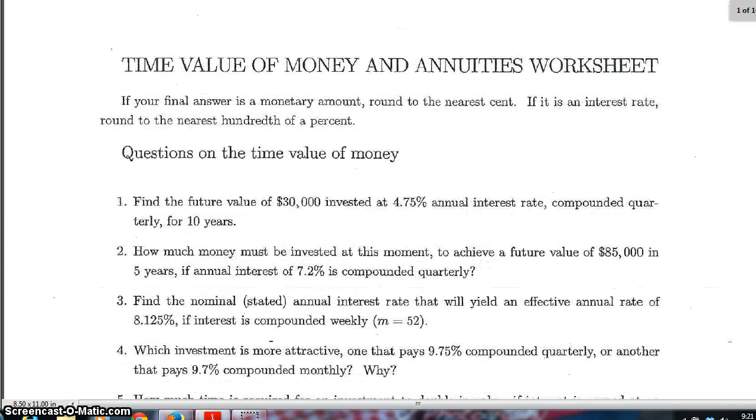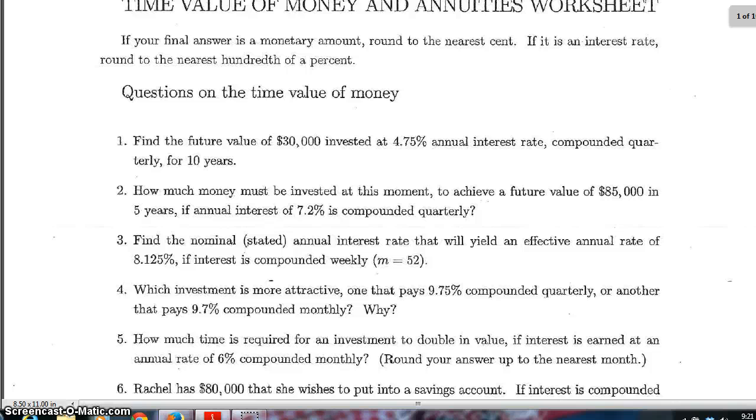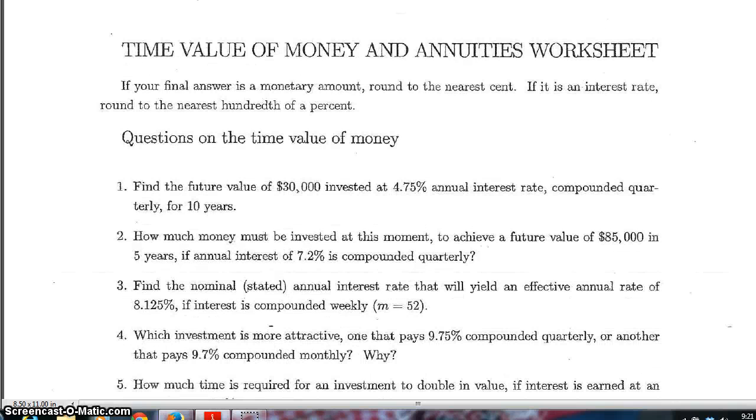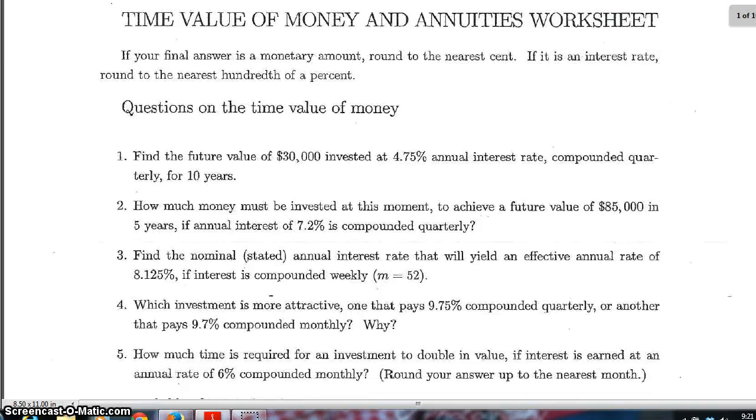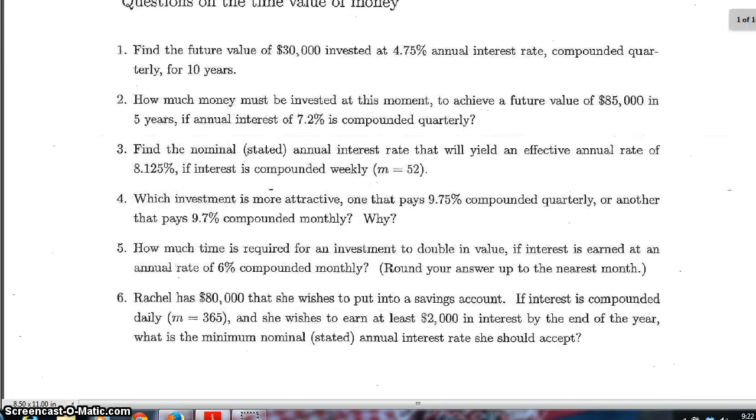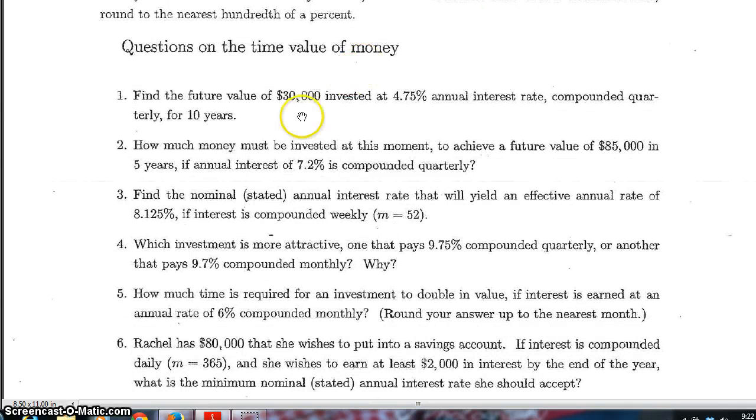Okay, so I wanted to go over some of these problems on time value of money and annuities on the worksheet. This first video is going to go over the time value of money problems, and another one will go over the annuities questions. So these are the questions on time value of money. I'll come up here and have the question, and then we'll go over the solutions I wrote up.